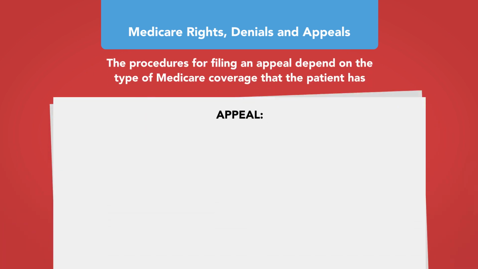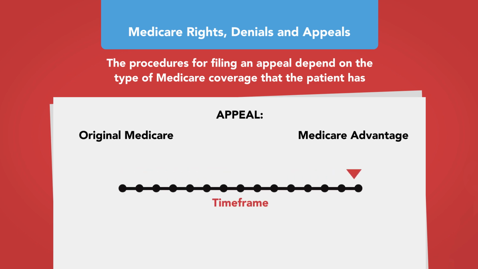The procedures for filing an appeal depend on the type of Medicare coverage that the patient has, with some differences between those covered by original Medicare and those who have a Medicare Advantage plan. The main differences impact the time frames for filing an appeal and depend on the nature of the plan.